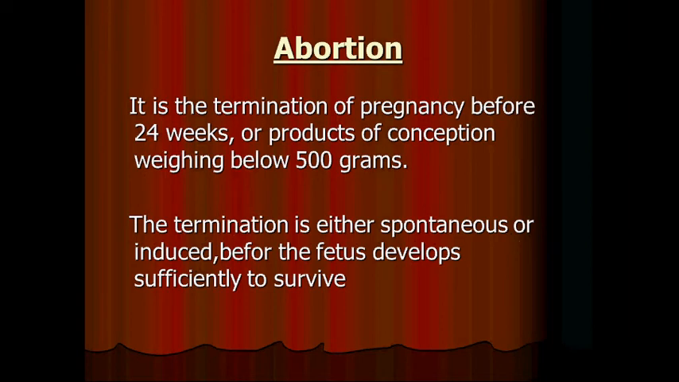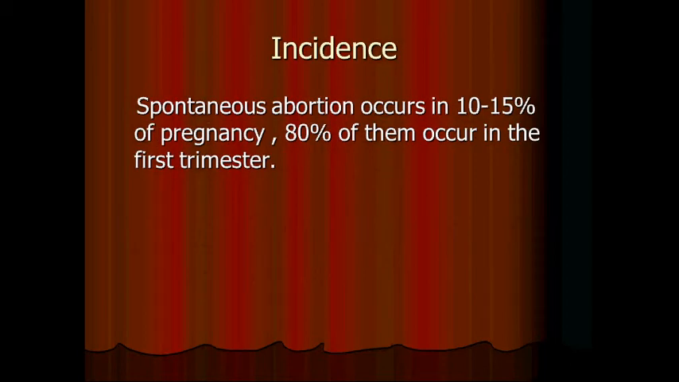Abortion is the termination of pregnancy before 24 weeks, with the products of conception weighing below 500 grams. The termination is either spontaneous or induced, before the fetus develops sufficiently to survive. Incidence: spontaneous abortion occurs in 10 to 15% of pregnancies, and 80% of them occur in the first trimester.